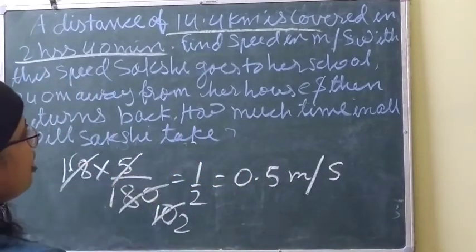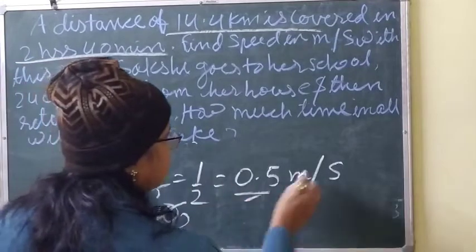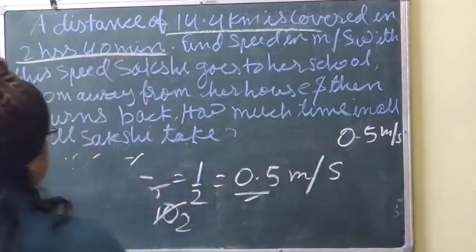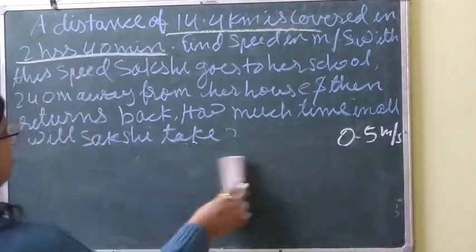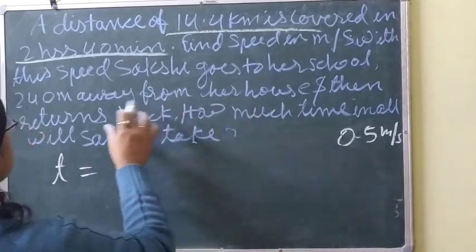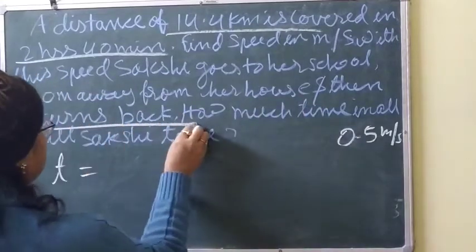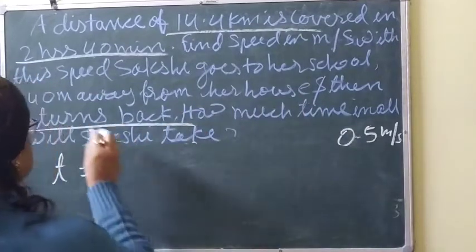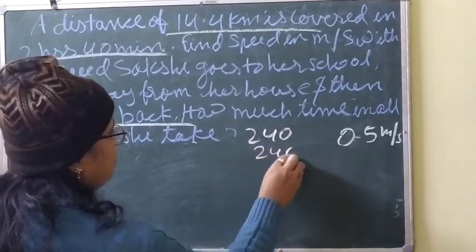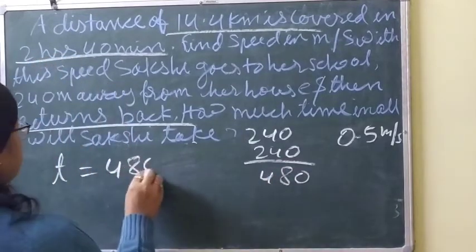returns back. How much time in all Sakshi will take? So this is the speed in meter per second. What is this? 0.5 meter per second. Now we have to find the time taken by Sakshi. So total distance covered by Sakshi is what? 240 plus 240 because she goes and then returns back. So total distance will be what? 240 plus 240, this is equal to what? Yes, 480.